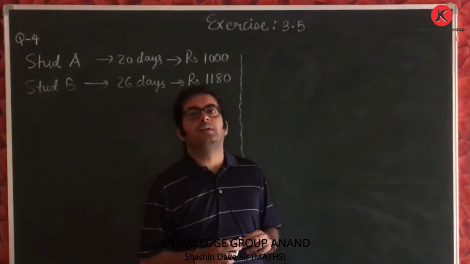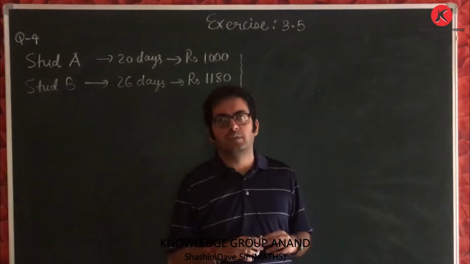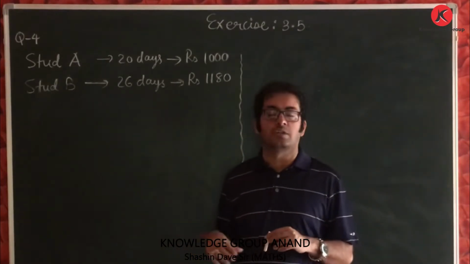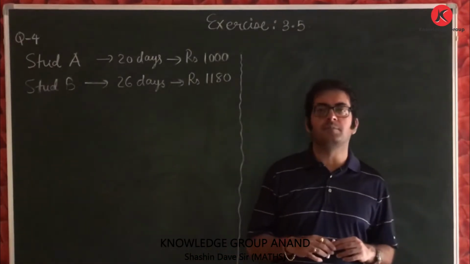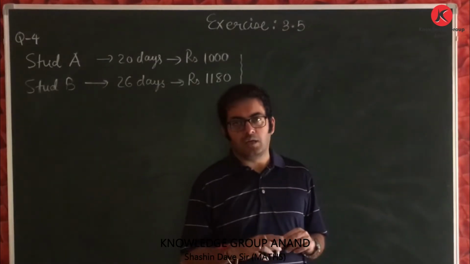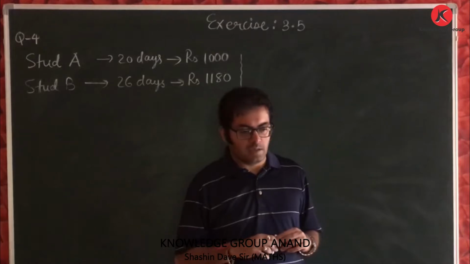Dear students, till now we solved all the small sums of exercise 3.5. Now we will solve the word problems of exercise 3.5, which come under question number 4. Now this part is the most important part in any exercise, because according to the blueprint given by the board, a 4-mark question is asked which is based on the word problem.